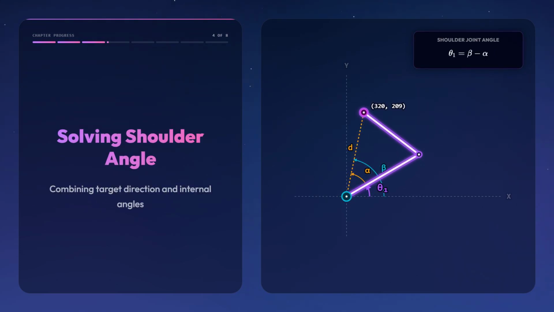With alpha and beta determined, we construct the shoulder joint angle θ1. By subtracting the internal angle alpha from the target direction angle beta, we position the first link and elbow joint.